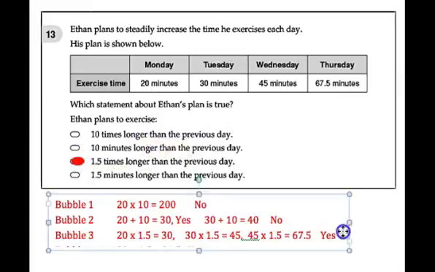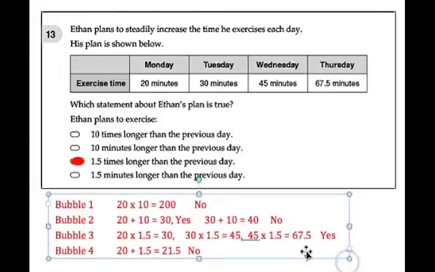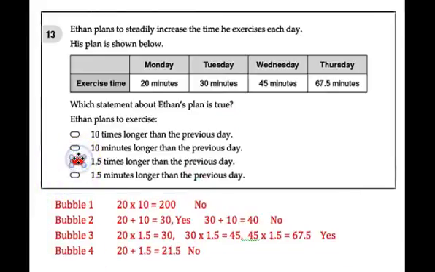Okay, and let's just check the fourth bubble, that he is going to exercise 1.5 minutes longer than the previous day. So 20 plus 1.5 is 21.5. Well, that's definitely not 30. So our answer is, it's bubble 3, which is 1.5 times longer than the previous day.